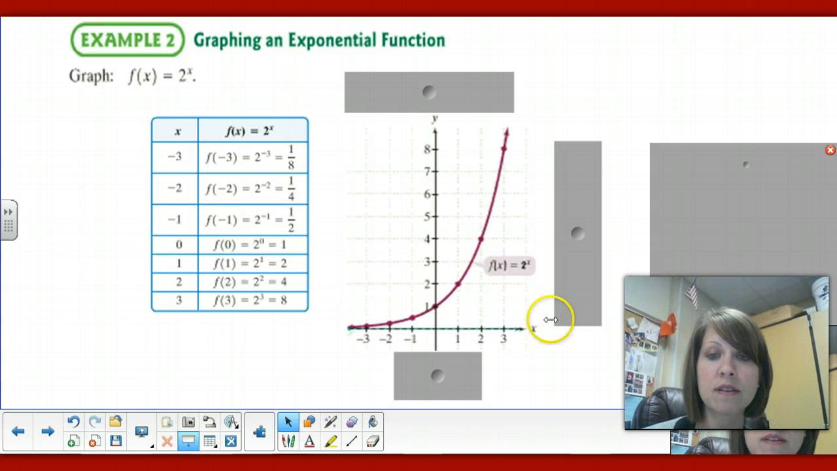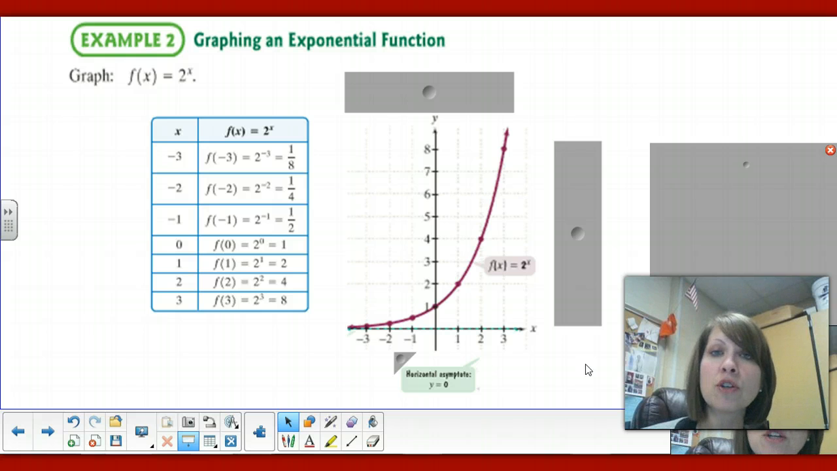Exponential functions do have a horizontal asymptote, like rational functions sometimes did. Exponential functions, it's not a sometimes, it's an always. Okay, so our basic asymptote for exponential functions is going to be the line y equals 0. And that's the x-axis. You see it dashed in here. That's the horizontal asymptote being dashed. You're going to be asked for that in your Math Excel assignment.